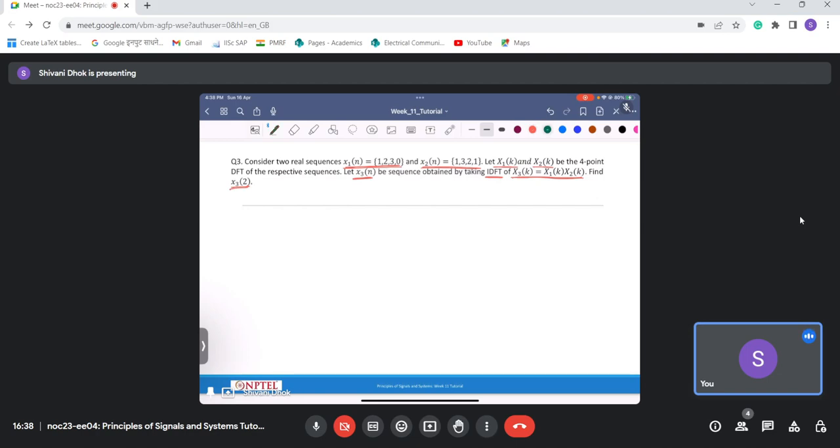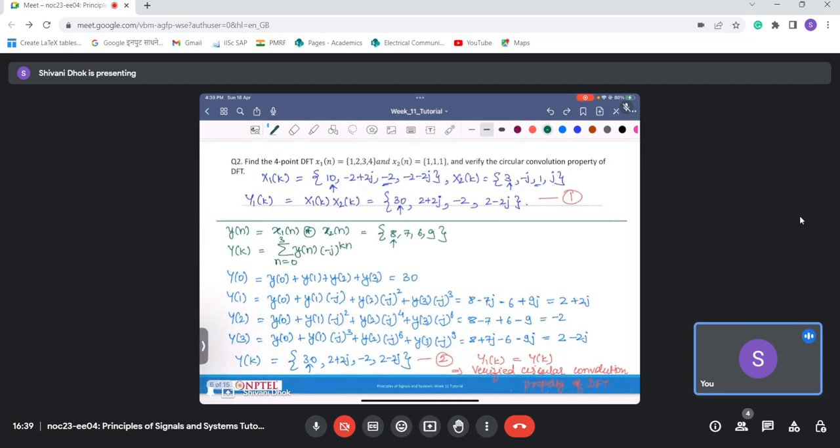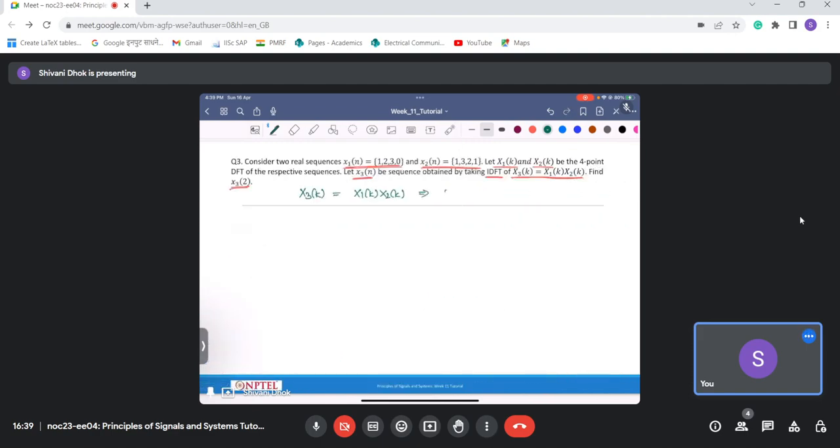So what we know is this X3 of k is equal to X1 of k into X2 of k, and we need to find the value of small x3 of 2, where this x3 of 2 is inverse DFT of this X3 of k. Now we know the circular convolution property of DFT, and we have also verified it in the previous question. So this implies that this x3 of n is basically x1 of n circularly convolved with x2 of n. Okay, and we need to find what is the value of x3 of 2.